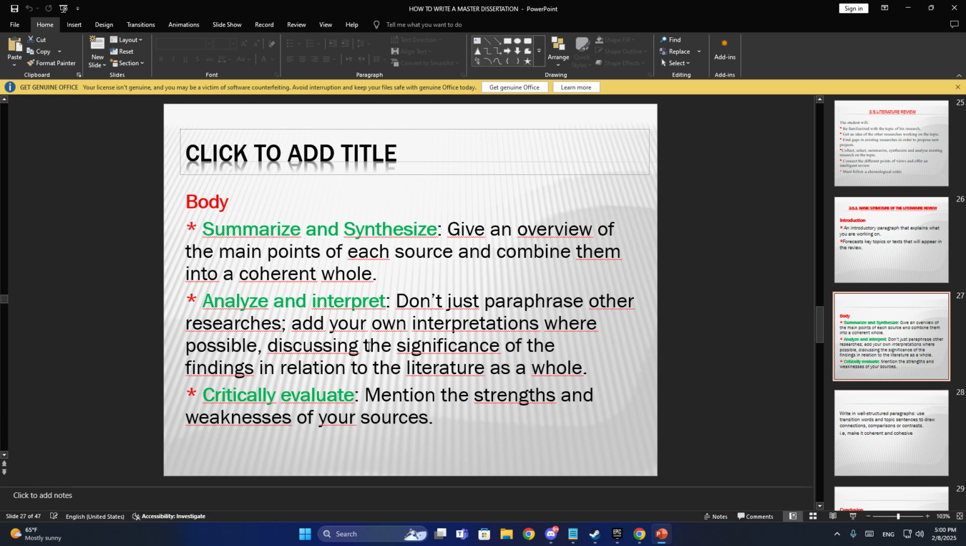Then I analyze and interpret. I not only summarize what is there in the previous research field, but I try to state my reflections, my thought. So don't just paraphrase other researchers; add your own interpretations where possible, discussing the significance of the findings in relation to the literature as a whole. And finally, critically evaluate. You mention the strengths and weaknesses of your sources.